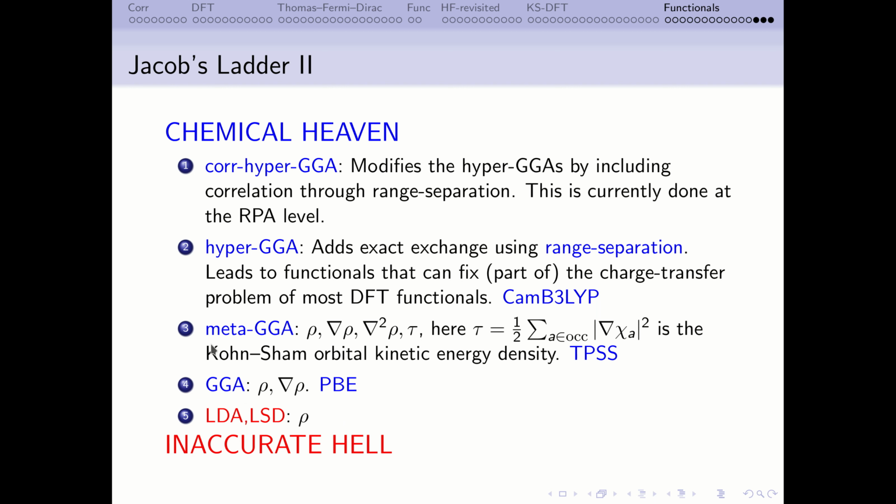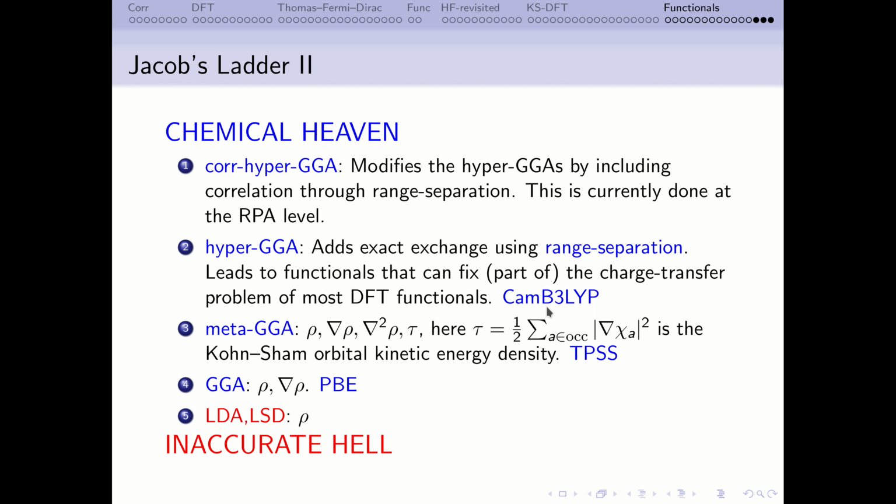On the next rung we have what are called meta GGAs. These depend on rho, the gradient of rho, the Laplacian, and the kinetic energy density, which is defined through this expression here, where each of these is the kinetic energy of an orbital. An example of this is the TPSS functional. Now frankly I've never used them, but they are supposed to be an improvement over PBE. You go to the next rung, you get what are called the hyper GGAs, of which things called range separation functionals exist, and we'll come to this in the next lecture.